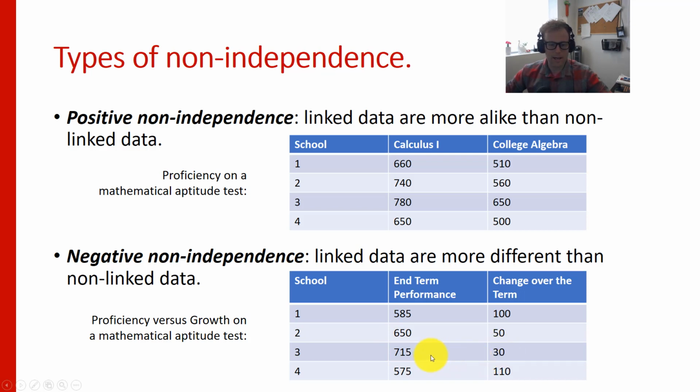It's true that they're at a higher level of aptitude overall, right? But did they actually improve to a greater degree in order to reach that high level, right? So this is a situation in which we're going to find that schools that showed lower values here might show higher values here. So negative values are going with positive values, and the data are more different within a school than they are across schools. So that would be a case of negative non-independence in which we have a negative correlation between our data sets.